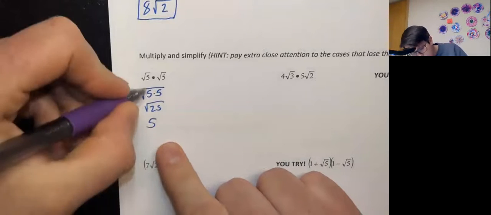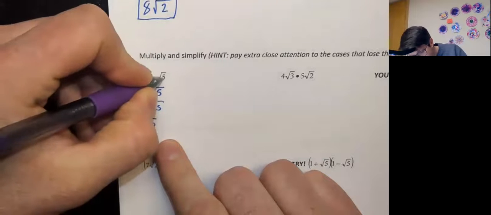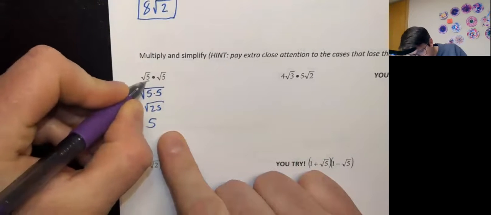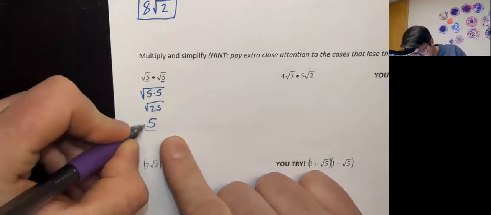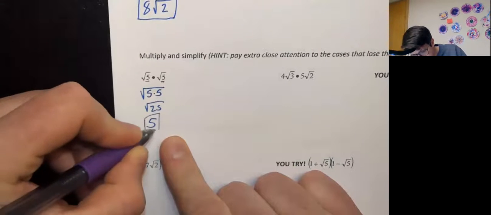And if you're being astute about things, you might notice that your answer is very closely related to what we had originally. We started off with a couple of 5s and we ended up with a 5. And that is not a coincidence. That is definitely how that works.